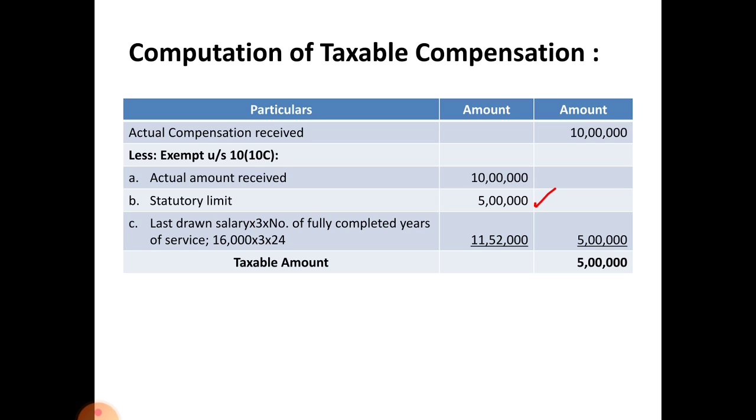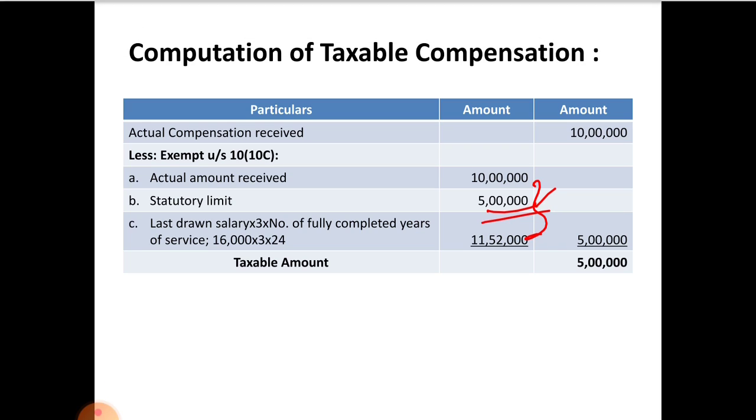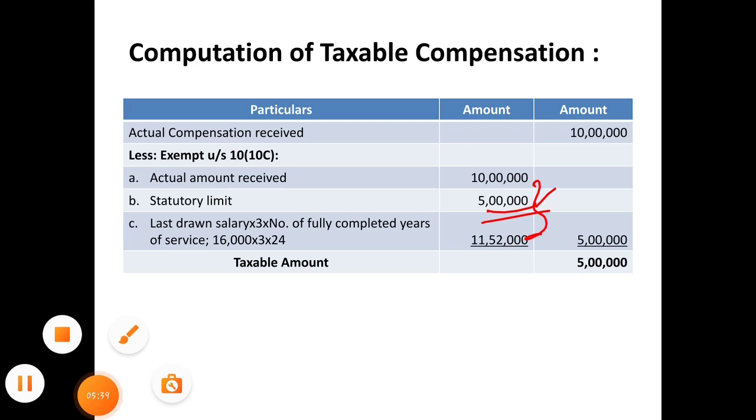Here, the least of the following is the statutory limit of 5 lakhs, that you have to deduct from the actual compensation received, 10 lakhs. So, the taxable amount of compensation received amounts to rupees 5 lakh, that is, 10 lakhs actual compensation received minus the least of the following, 5 lakhs; taxable amount is 5 lakhs.